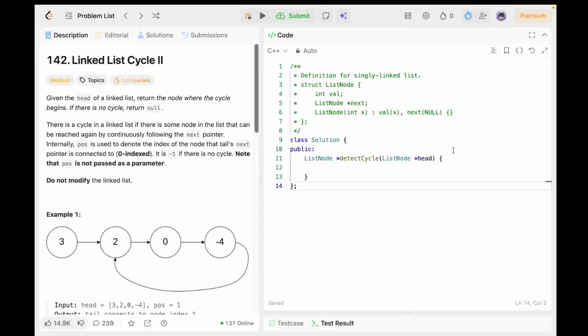In this video, we are going to solve the linked list cycle 2. In my previous video, we solved linked list cycle 1, where we detected whether there is a cycle present in a linked list or not. If you haven't watched my previous video, do watch it first because it's a similar problem and we will be using a similar approach to solve this problem.